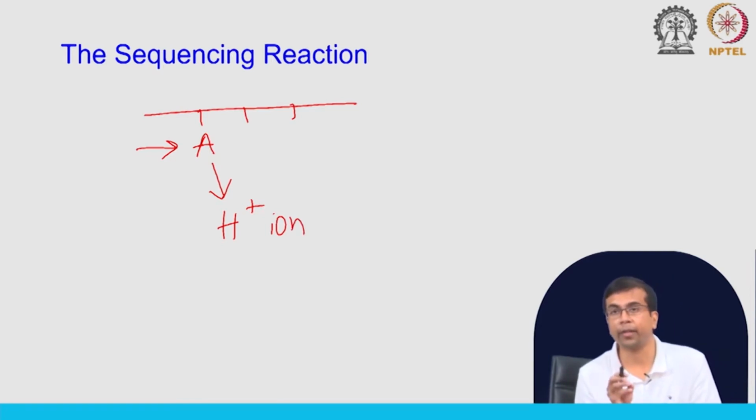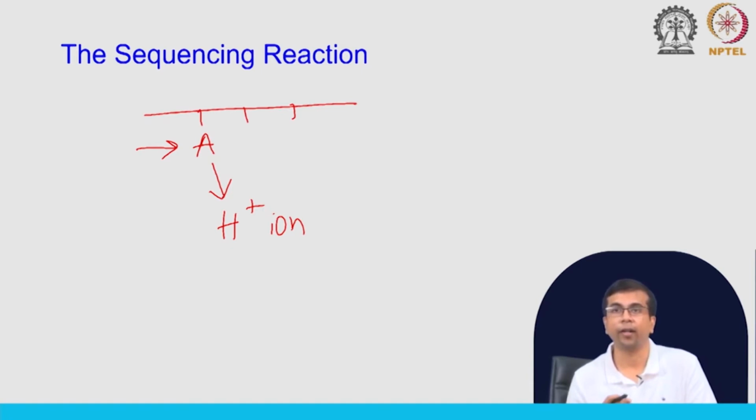So, every base addition will lead to release of an H plus ion. If you look at the polymerization reaction, you will see this H plus ion will come in, and the detector then detects this H plus ion. The moment it detects an H plus ion, it will say there is an addition of some base, and this way we can do the base call.